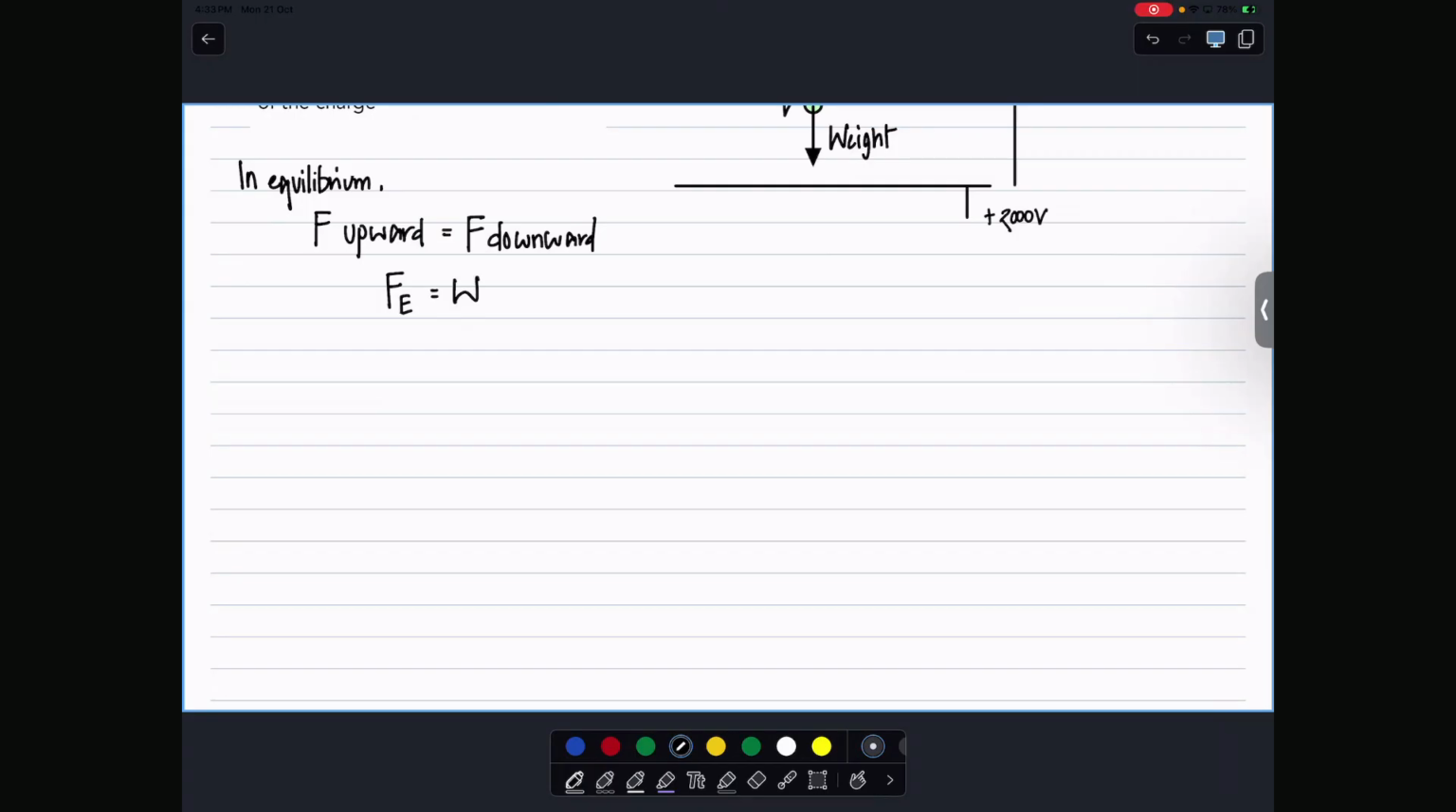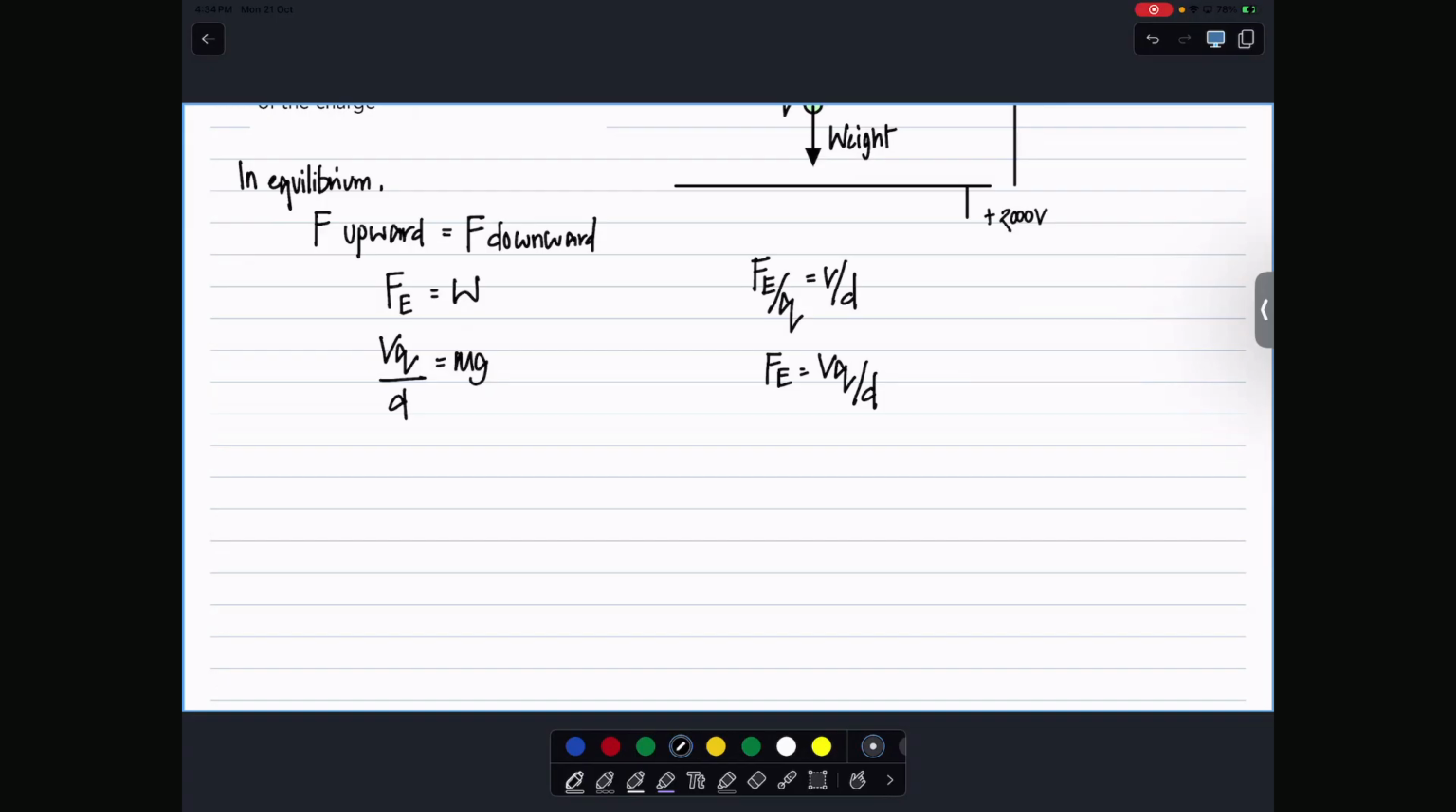VQ by D. No, Ajay. F by Q is equal to V by D. So what is FE going to be? Yeah, VQ by D. So it's VQ divided by D. And what is weight going to be here? mg. That's it. Just solve this.